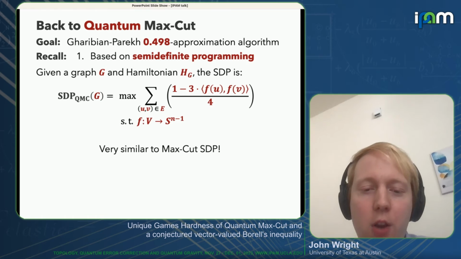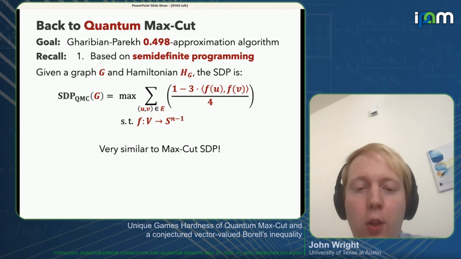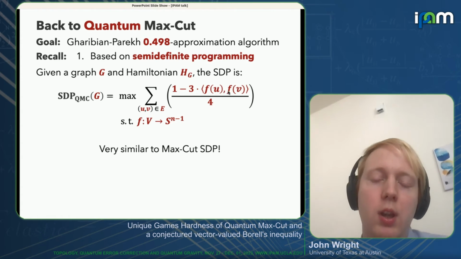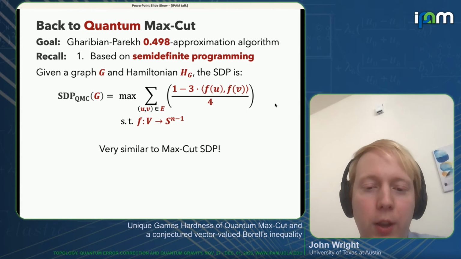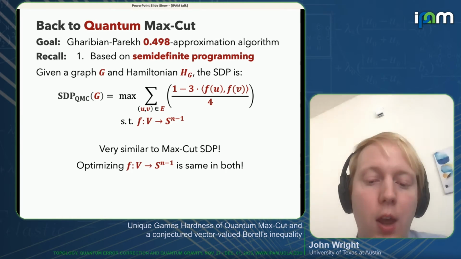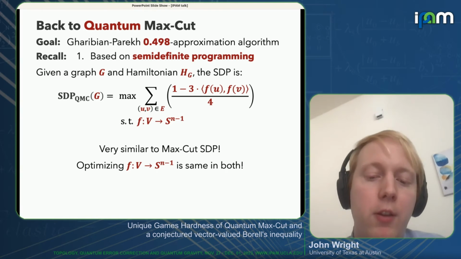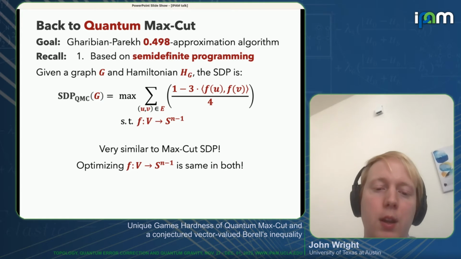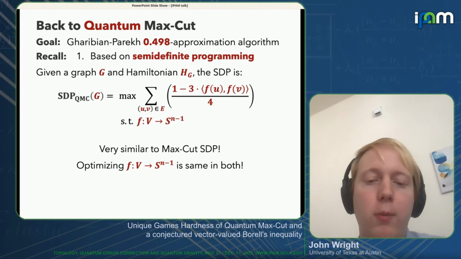All right, this is very, very similar to the max-cut SDP. The max-cut SDP, to remind you, was the exact same thing, except we didn't have a 3, so just 1 minus the inner product of f_u and f_v, divided by 2. So it's the exact same thing up to a small linear transformation. And what that means, for example, is that the optimizing function f is actually the same in both cases. Basically, they're the same SDP up to a small linear transformation in the value.